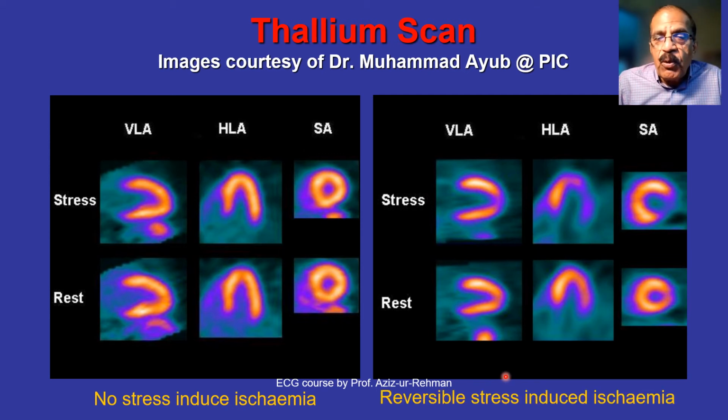So this would be reported as reversible stress-induced ischemia. This is important, right? This is equivalent to a normal ECG at rest and ST depression during exercise. Normal scan, but when the patient does exercise, these are the defects, and after some time the defect disappears. This is reversible stress-induced ischemia. Suppose there were these defects and they did not disappear after rest, that would be a sign of permanent infarction.